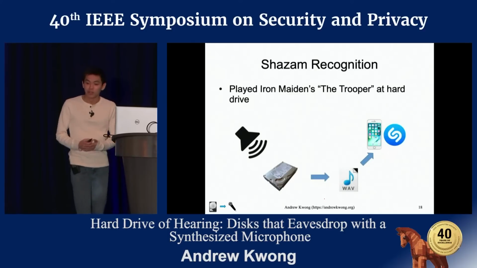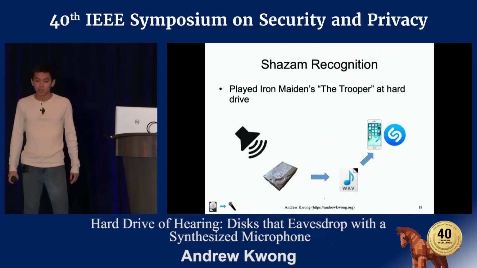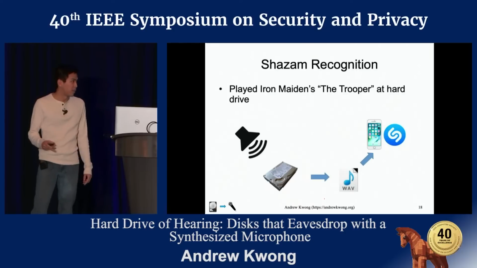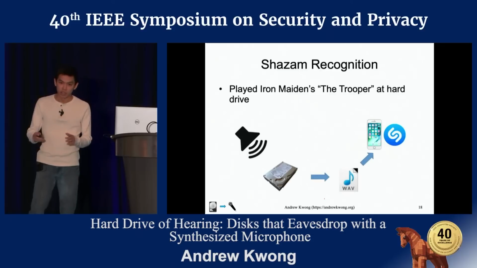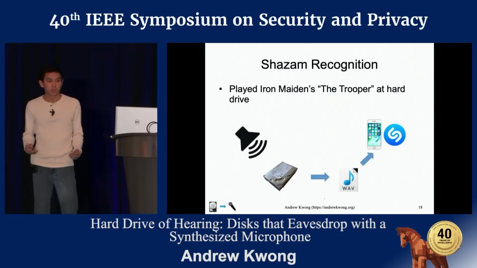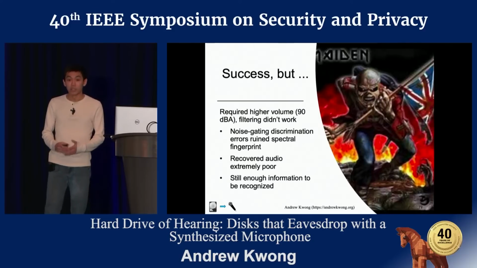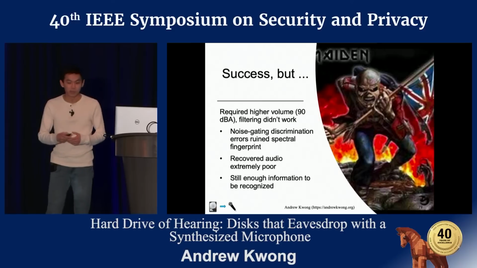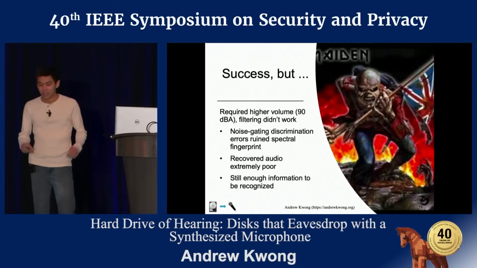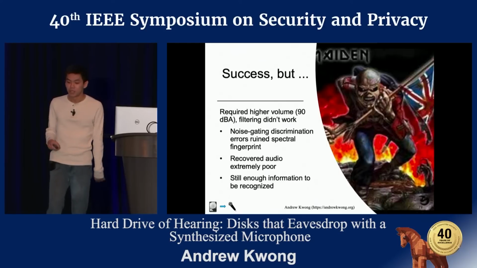Okay, so we also evaluated our side channel by use of the Shazam music recognition app. What we did was we played Iron Maiden's The Trooper at the hard drive. Then we extracted the audio and played it back at a phone that was running the Shazam app. The result is that it did successfully recognize the song. However, it required a higher volume, 90 dBA, which is actually quieter than the typical volume that this song is played at. But the increased required volume is largely due to the fact that filtering actually didn't work at all.